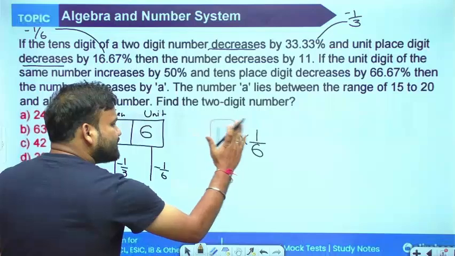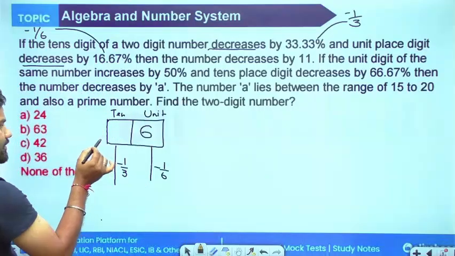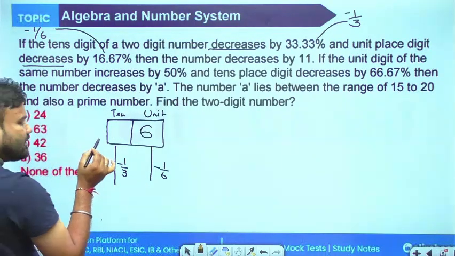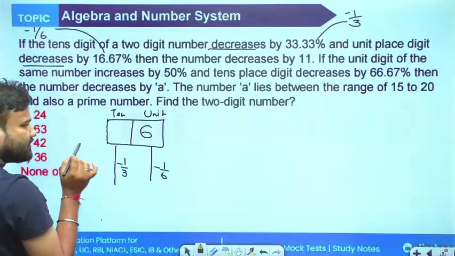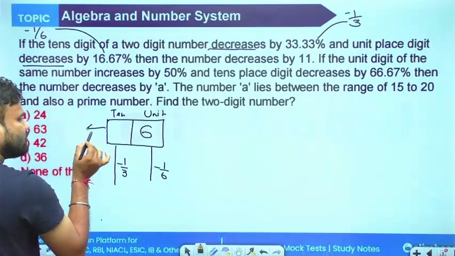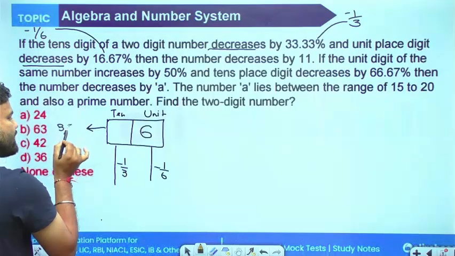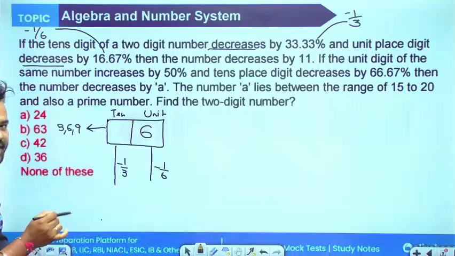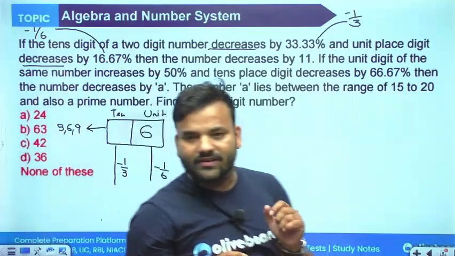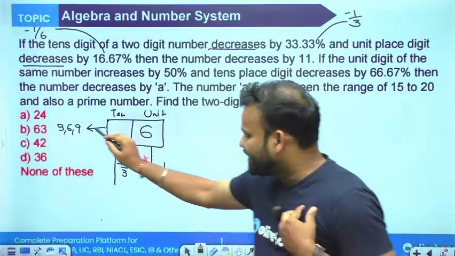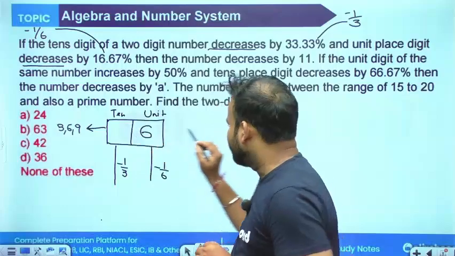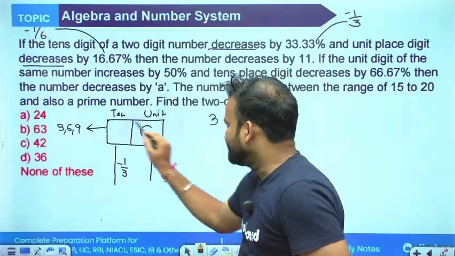And what about this number? This number can be any multiple of 3. Multiples of 3 will be 3, 6 or 9, any one out of the three. If my prediction is 3, that means the number will be 3 and 6. This is definite.